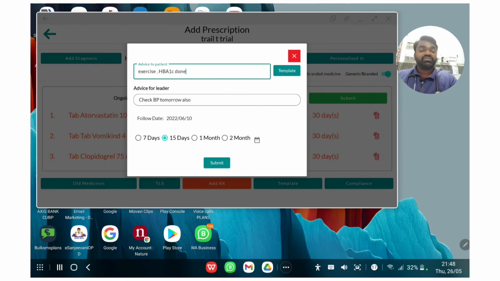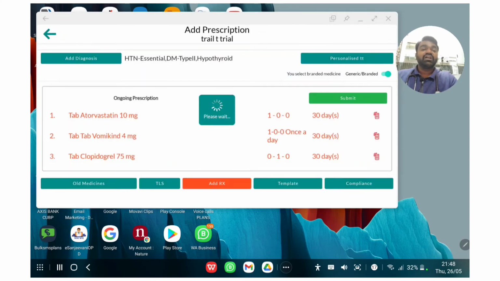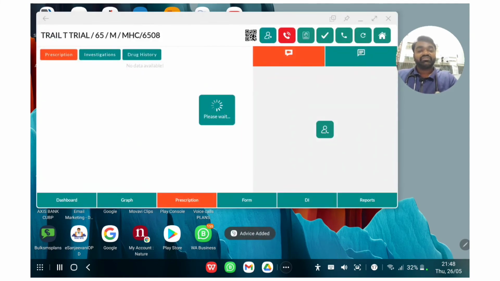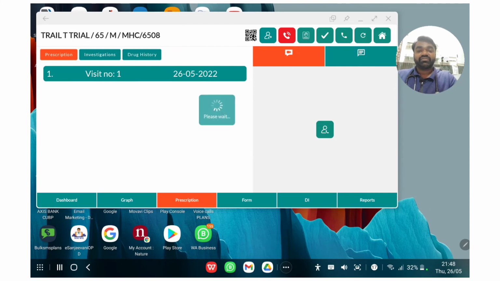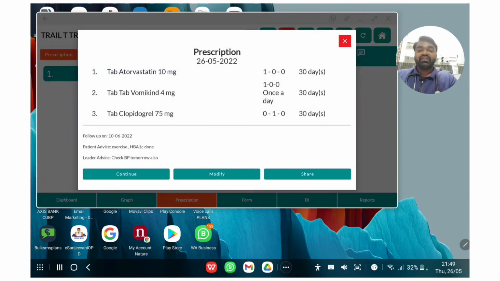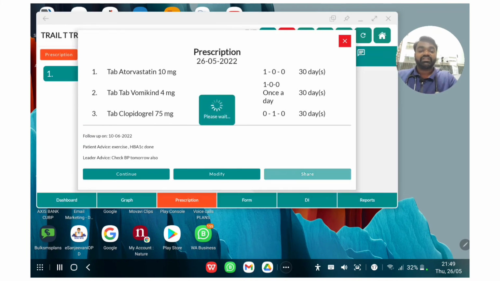The follow-up date is important, you have to give it, because auto calls go to the patient as per the follow-up dates. Submit it out, and then a prescription is generated for the particular patient. If you can see the prescription, this is the prescription with the next follow-up date and all, and then you can share the prescription as a PDF through your email, through WhatsApp, or any of the systems, whatever is possible.